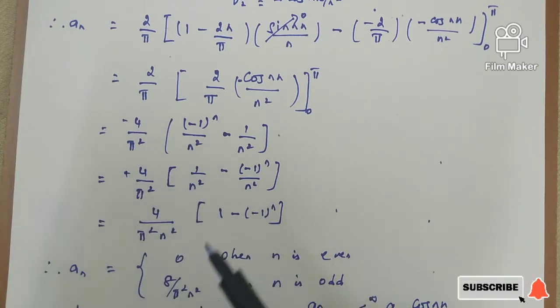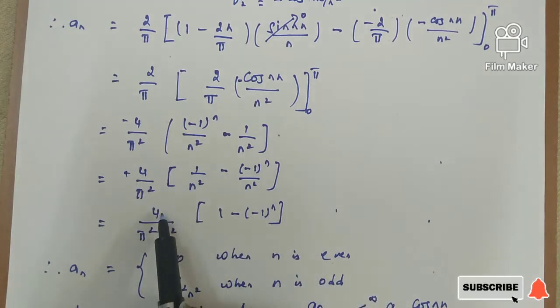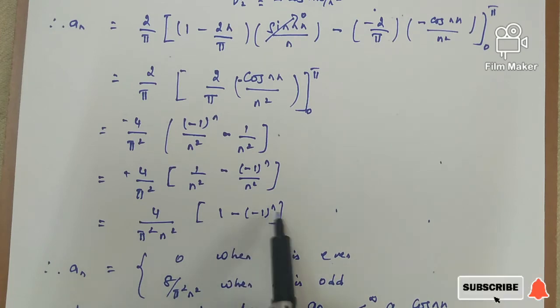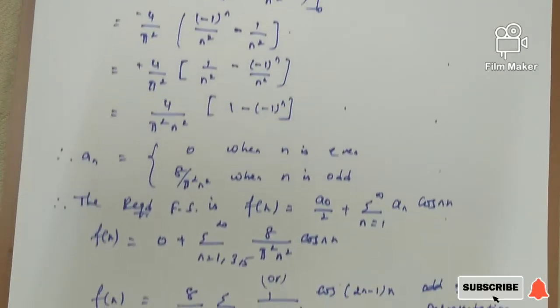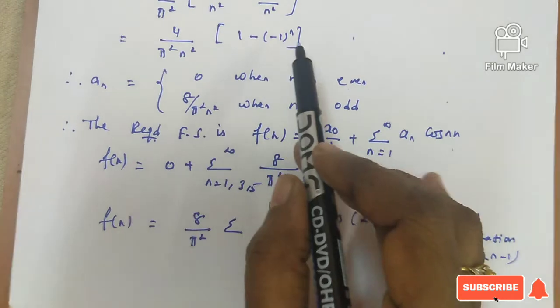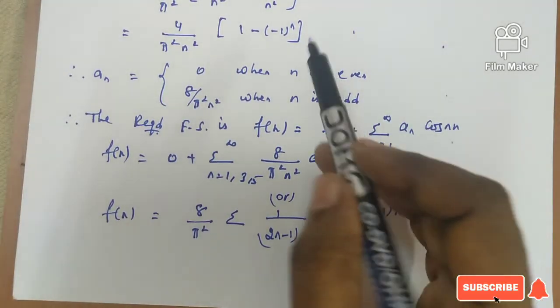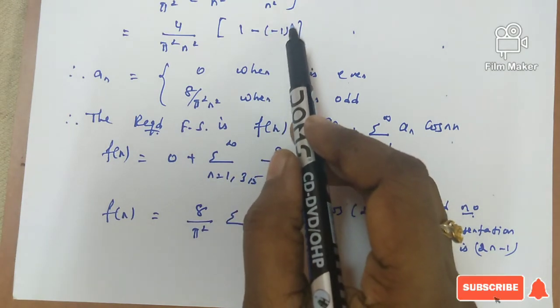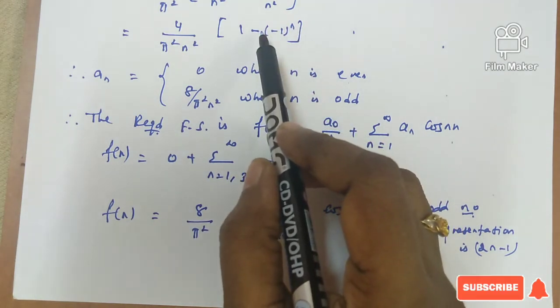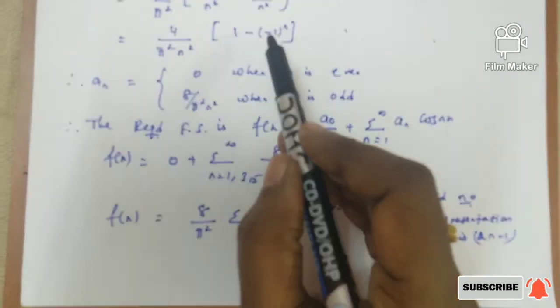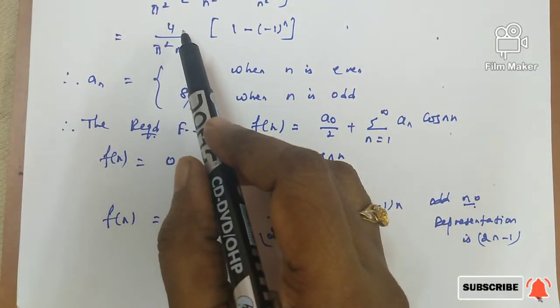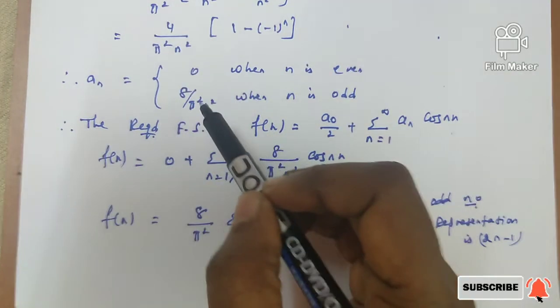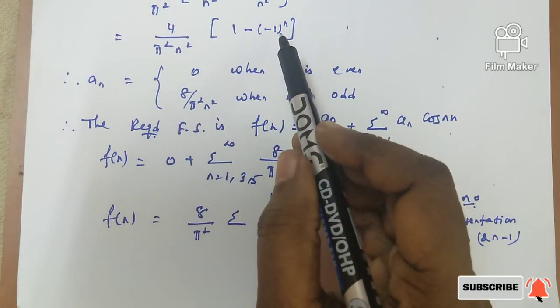Here it is plus. So what will happen? We can take the n square also outside: 4 by pi square n square into 1 minus 1 power n. Whenever the term 1 minus 1 power n comes, in this case we have to give the values for n. When n is equal to 1, what will happen? Minus 1 power 1, so minus into minus will become plus, so that will become 2. So 4 into 2, 8. 8 by pi square n square. This is when n is 1.